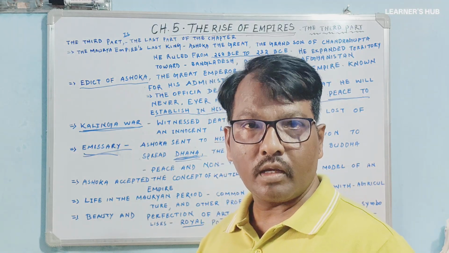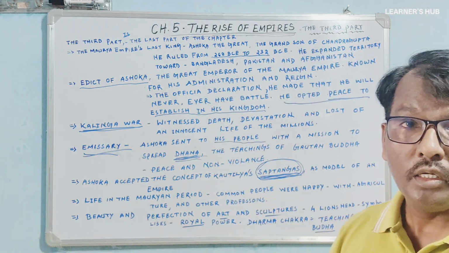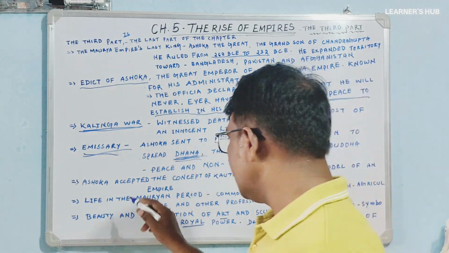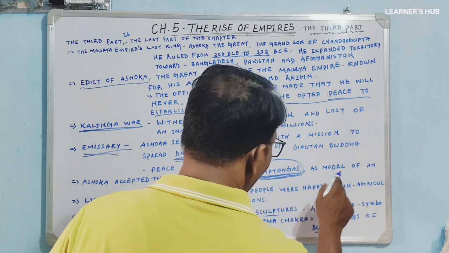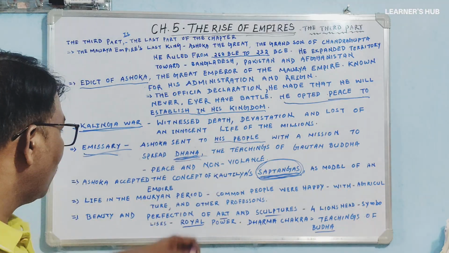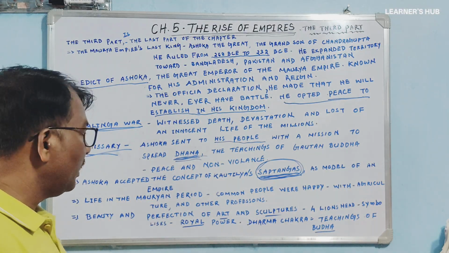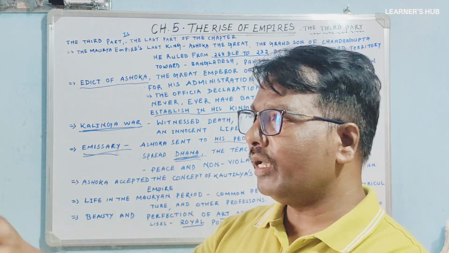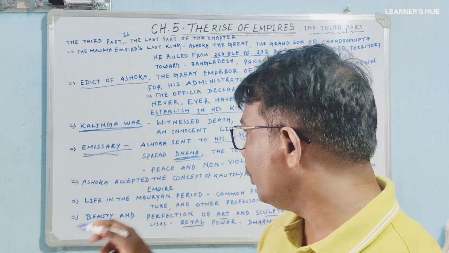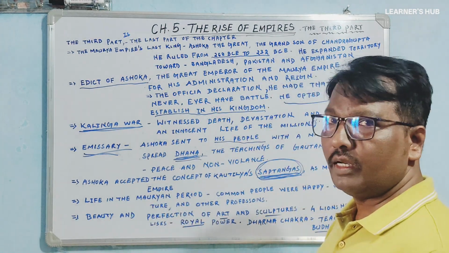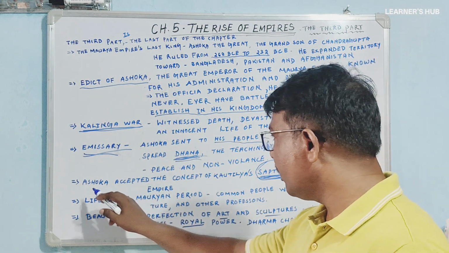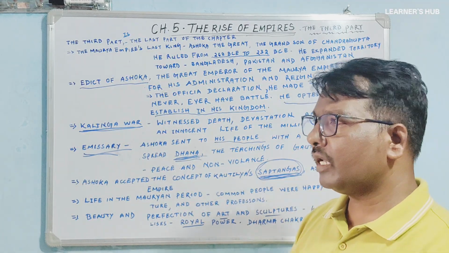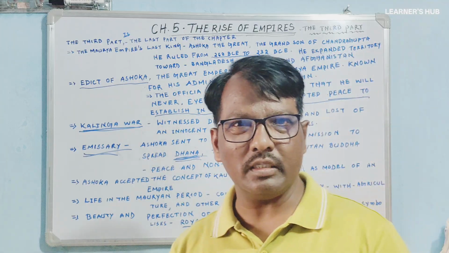Who mentioned it? Kautilya, the wise person during the period of Chandragupta or the Mauryan Empire. Ashoka accepted the concept of Kautilya as the model of an empire. Life in the Mauryan period. My dear student, what were the common people doing? How were they living during the period of Ashoka, the last Mauryan emperor, Ashoka the Great? What were the ordinary people, the common citizens doing?